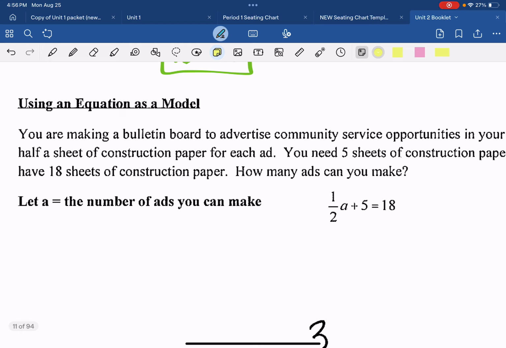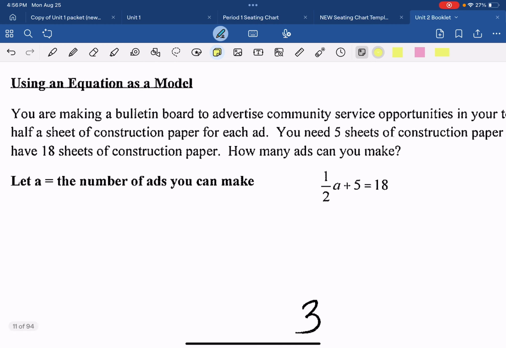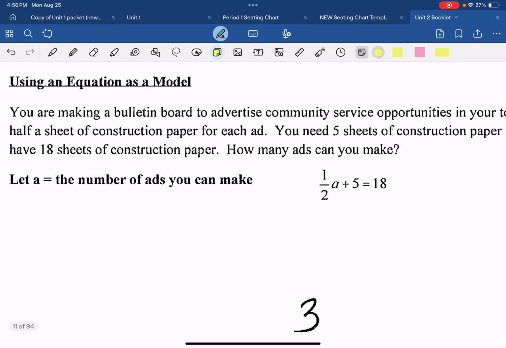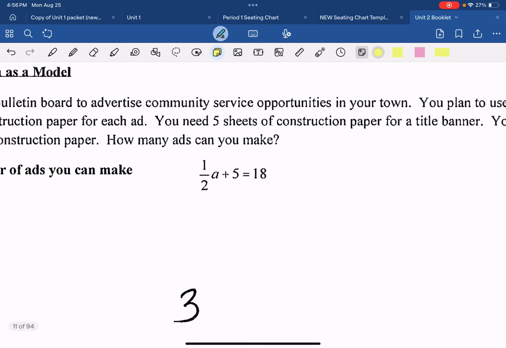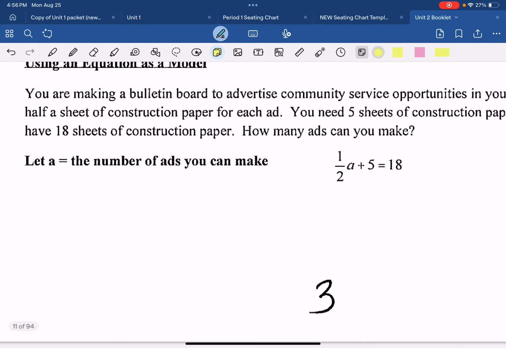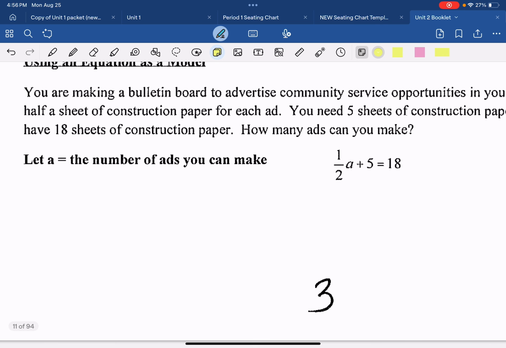Okay, so now let's look at this one last word problem. It says you are making a bulletin board to advertise community service opportunities in your town. You plan to use a half sheet of paper for construction paper for each ad. You need 5 sheets of construction paper for a title banner. You have 18 sheets of construction paper. How many ads can you make?